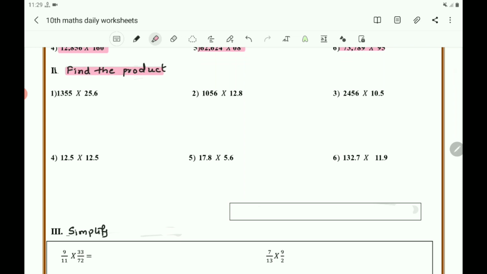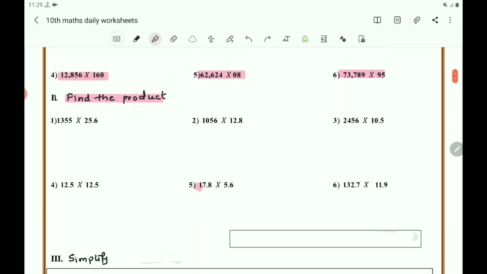Then you take the second one, find the product. Here we have to multiply a number with a decimal number. You know the product of the decimal number. In some cases here you see 2 decimal numbers are there. In that case, what you have to do? First, as usual, find the product of 1355 into 256 by using the usual method. After that, we have to count the number of digits after the decimal point. Here only one digit is there. Here no digits are there after the decimal point. So this product has one digit after the decimal point.